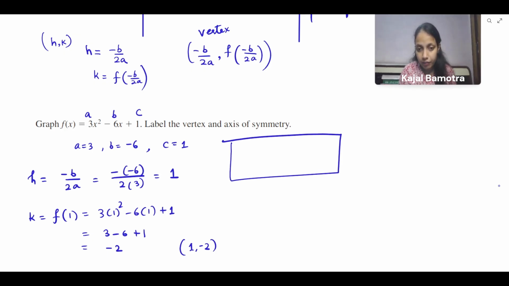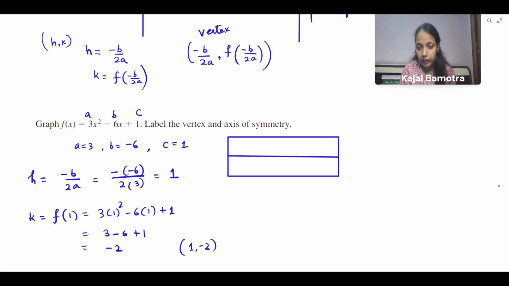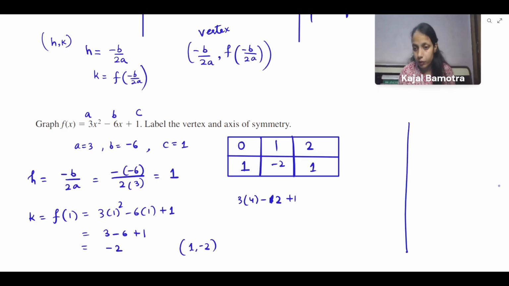To draw the graph, I am taking some values, left side of the vertex and right side of the vertex. At 1, it is negative 2. So I am substituting 2 and I will substitute 0. If I put 0, the answer is 1. If I put 2, it will be 3 times 4, 6 times 2 is 12, plus 1. It's also 1. Let's try it.